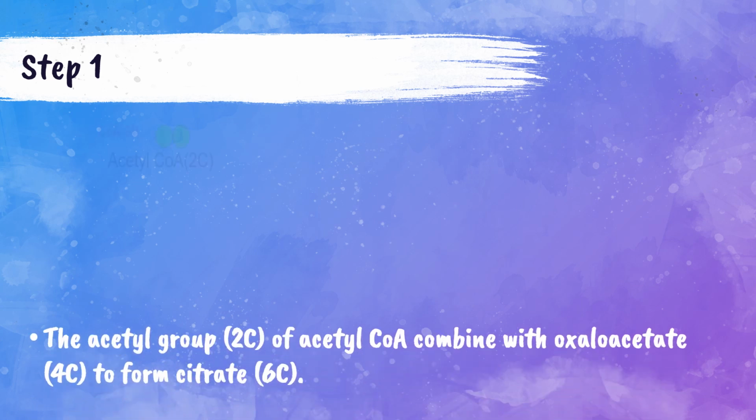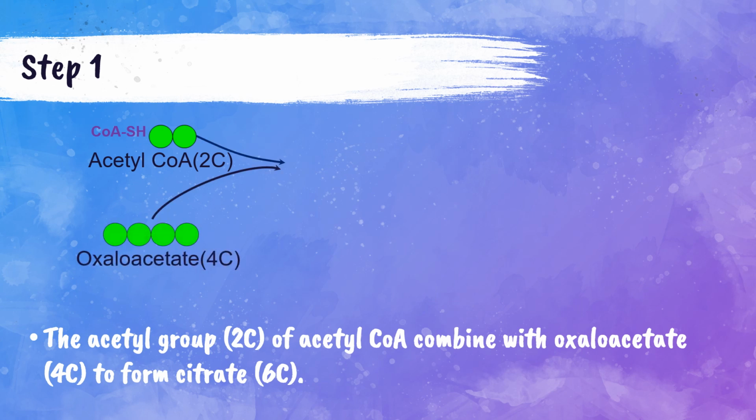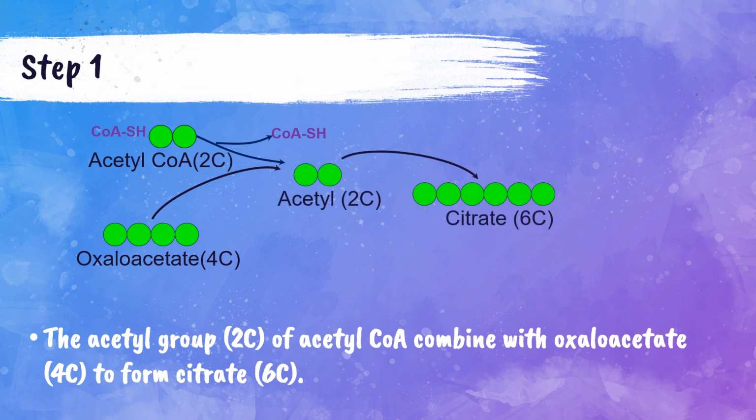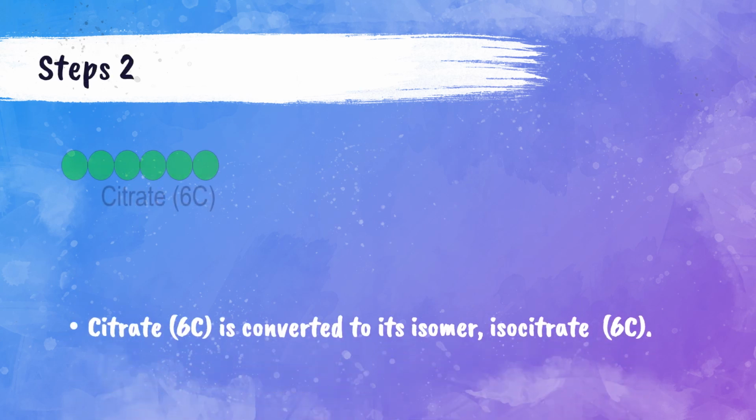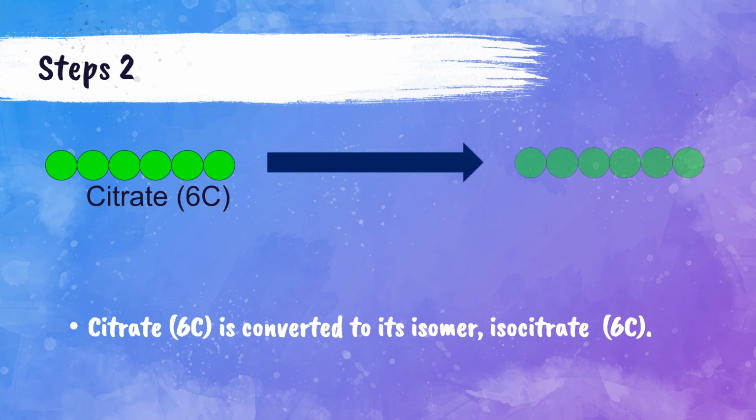In the first step of the cycle, acetyl-CoA joins with a 4-carbon molecule, that is oxaloacetate, releasing the coenzyme A and forming a 6-carbon molecule called citrate. In the second step, citrate is converted into its isomer, that is isocitrate.